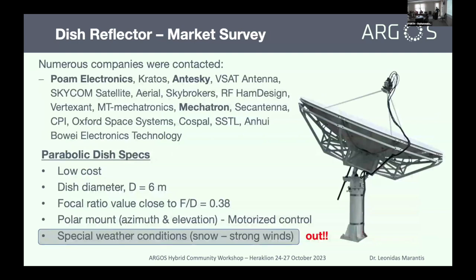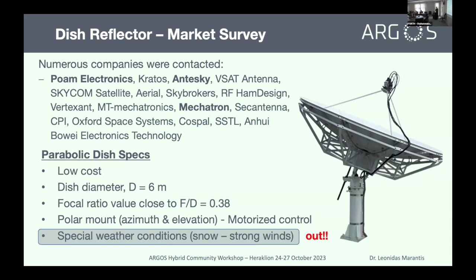So we actually performed an extensive, I would say, market survey. We have contacted and spoken to numerous companies that make reflectors in order to see what we can purchase from them and what the specs are. You can see at least 15 or 20 different companies that make reflector antennas. I have in bold letters 3 companies that we think are the best solutions.